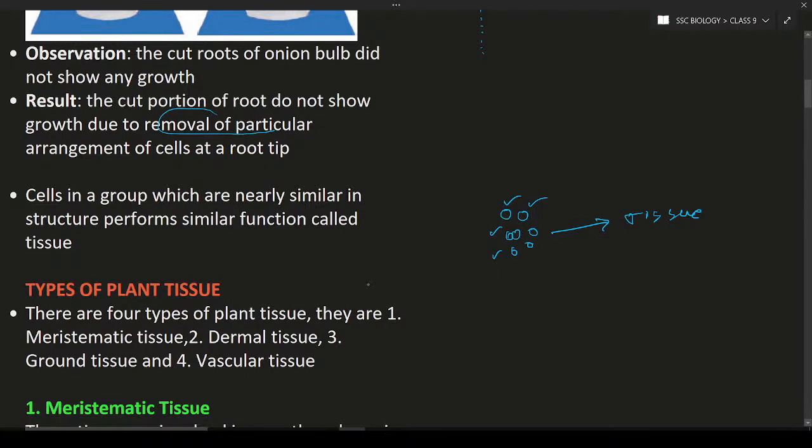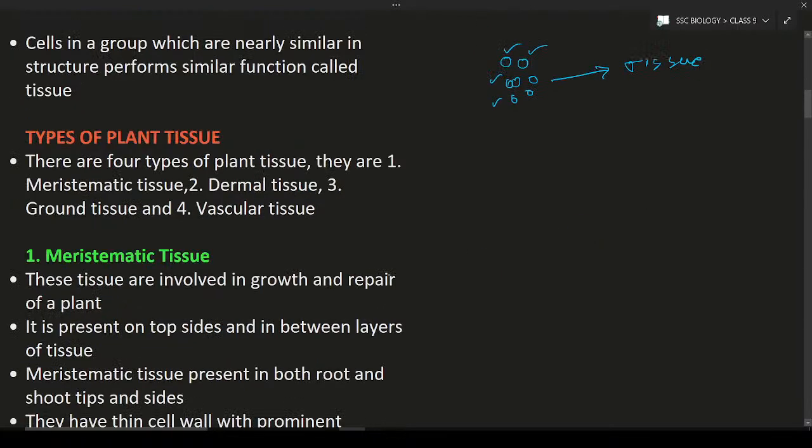So next is the types of plant tissue. In the plant, we know that the plant is multicellular. What is meant by multicellular? Multicellular means having more than one cell.